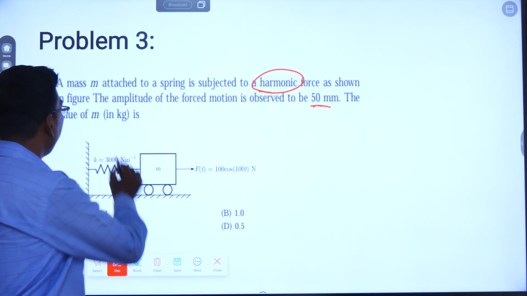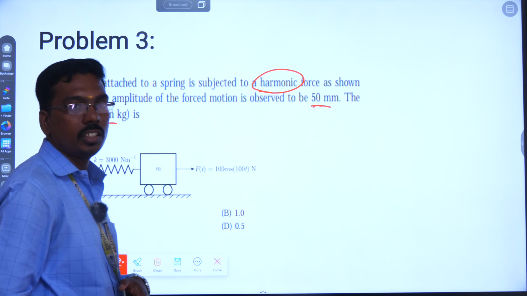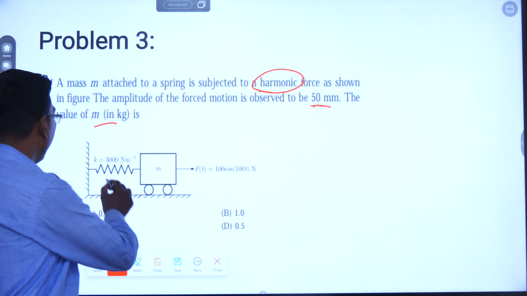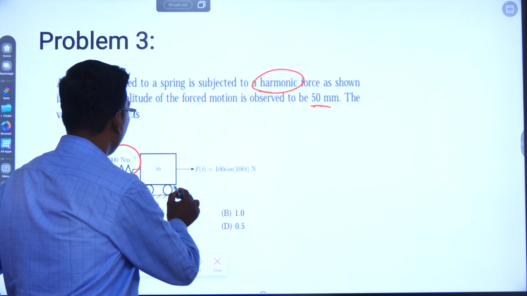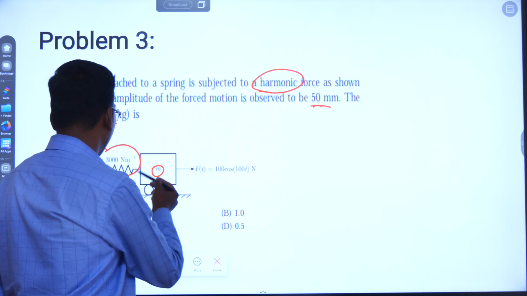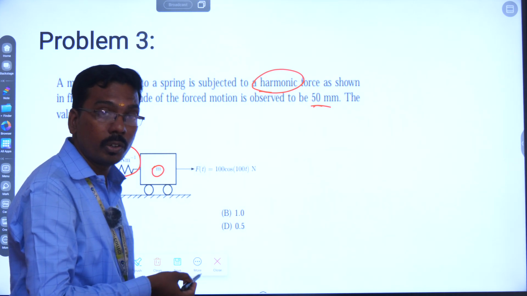The value of m in kg is already given. It has been given. So k is equal to 3000 Newton meters power minus 1. Then m value is already given. What is the value of m? This only we have to identify from the given question.